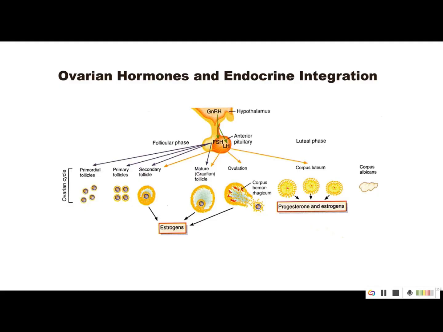Following puberty, gonadotropin-releasing hormone secreted by the hypothalamus follows a cyclic rhythm. In the follicular phase, follicle-stimulating hormone causes growth of the ovarian follicles, only one of which matures to become a graafian follicle. Follicular cells are the main producers of estrogen. The amount of estrogen secreted is a function of the size of the follicle.